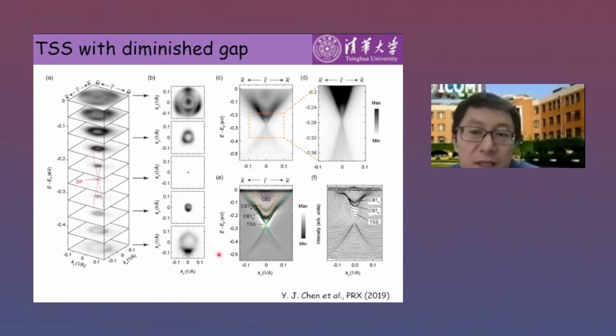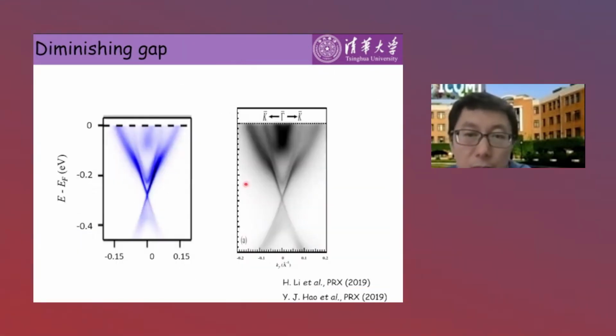In order to understand the nature of this in-gap state, we conducted laser-based ARPES measurements with superb energy and momentum resolutions. As shown here, we observe a Dirac-like dispersion with diminishing surface gap, which can be better visualized in the zoom-in plot and the second derivative of the spectrum. The topological surface state with diminishing gap was also observed by other groups.